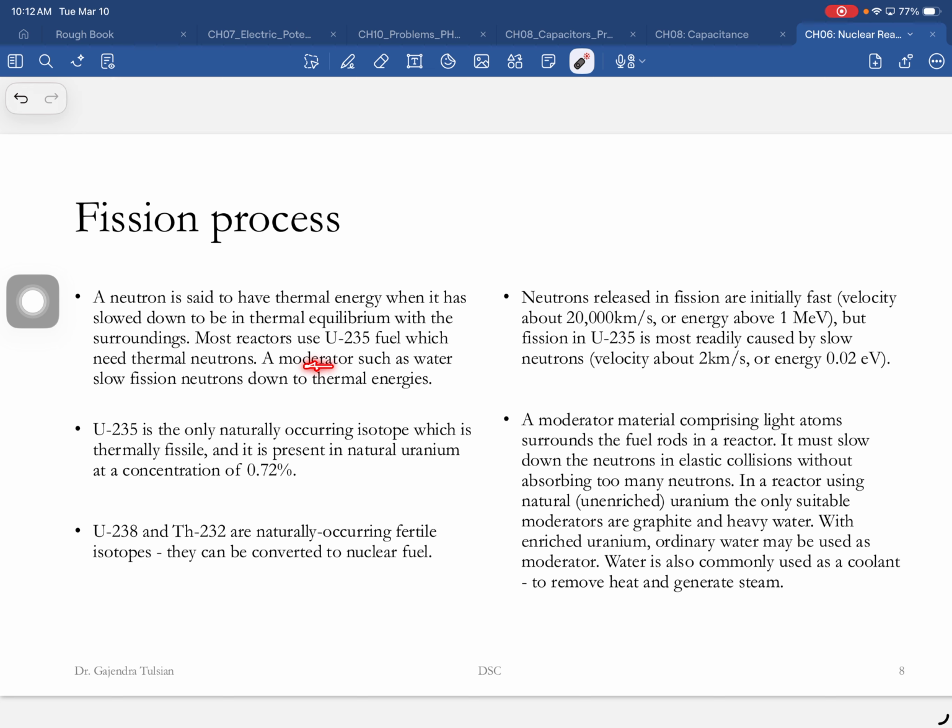And a moderator such as water slows down fission reaction neutrons. So that's what a moderator does. U-235, a naturally occurring isotope, is only 0.72%, and so you have to enrich it.